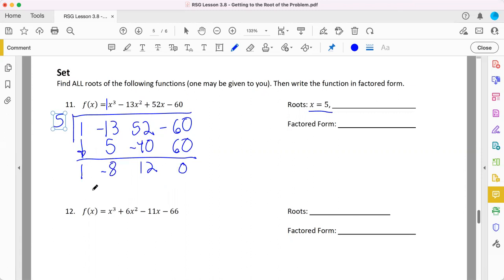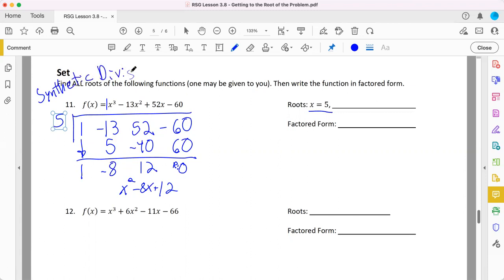So why is this helpful? Because we know we have a remainder of 0. We have a constant of 12. We have a negative 8x. And we have an x squared as part of our quotient. Because really this was using synthetic division.